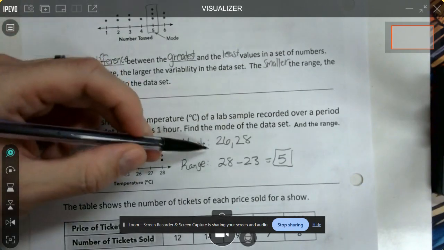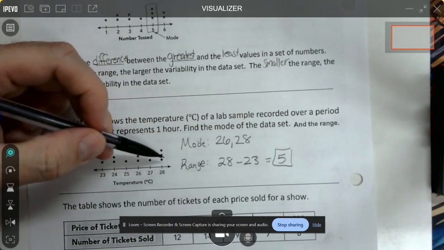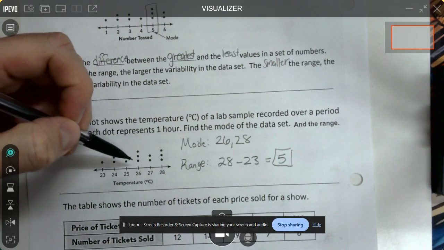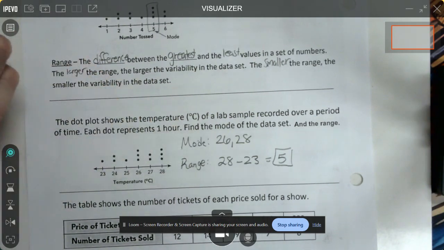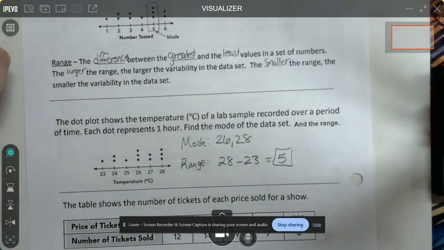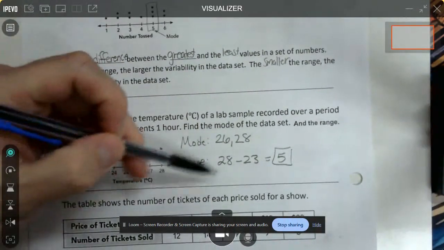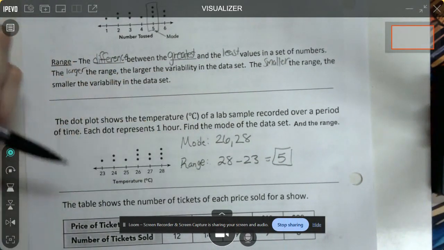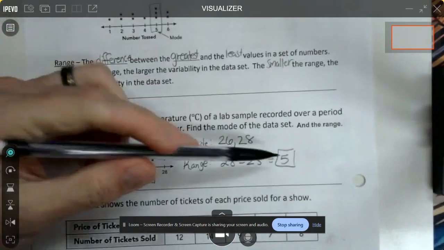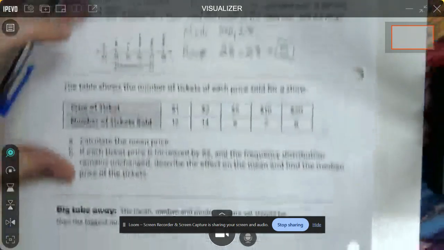All right, you should have seen that 26 and 28 both appear the most frequently, which is 3 times. So 26 and 28 are both the mode. You can have multiple modes. And then the range would be 28 minus 23, the highest minus the smallest value, and you get 5. All righty, not too bad.